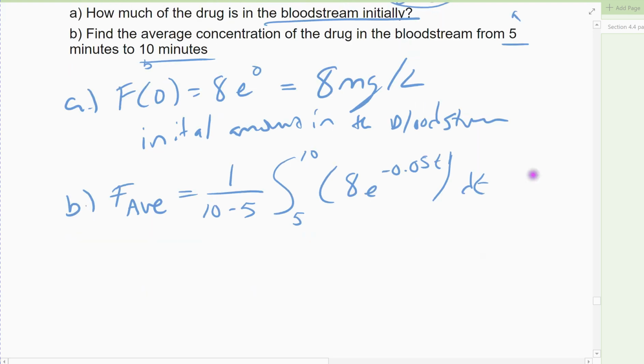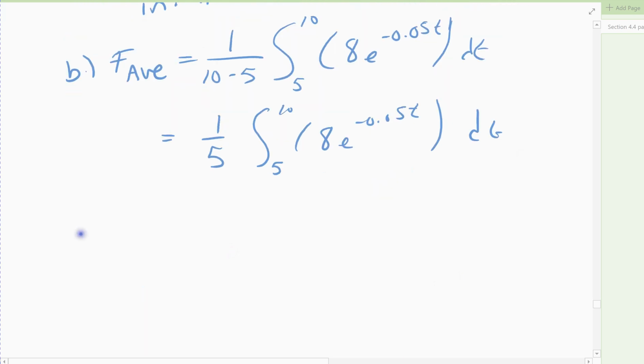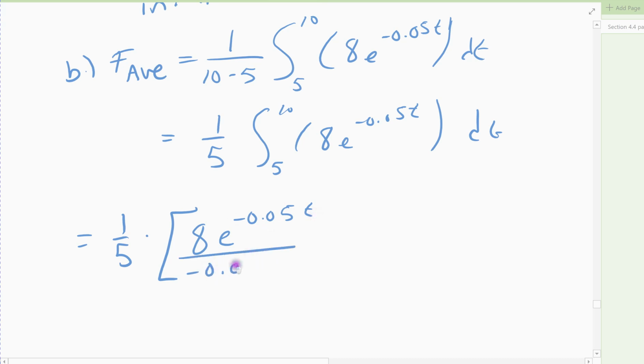And so again, I'm going to solve this one by hand. So this is 1/5, integrating from 5 to 10, 8e to the negative 0.05t with respect to t. All right, so 1/5 times. The antiderivative would be 8e to the negative 0.05t divided by negative 0.05. And it should be negative. The body breaks it down. The drug is decreasing from 5 to 10. All right, then I plug in my 5 and my 10.